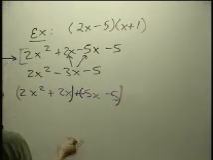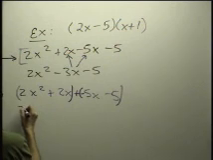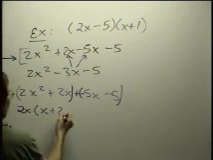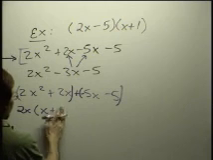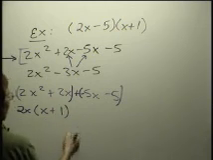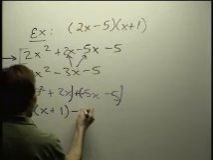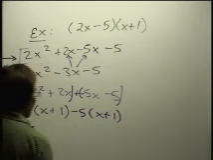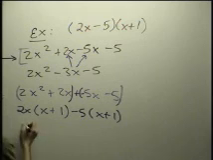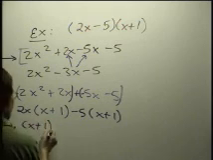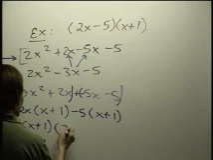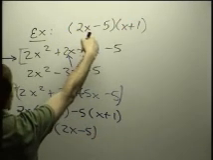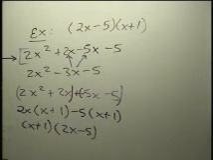What's going to happen? Well, here we'll factor out a 2x. The remaining factor will be x plus 1. Here we'll factor out a negative 5. The remaining factor will again be x plus 1. And so we can factor that x plus 1 out. And the remaining factor is 2x minus 5, which is exactly what we started with.